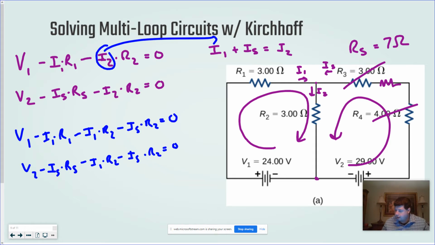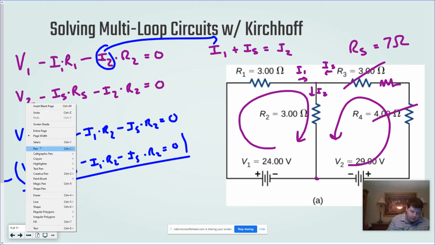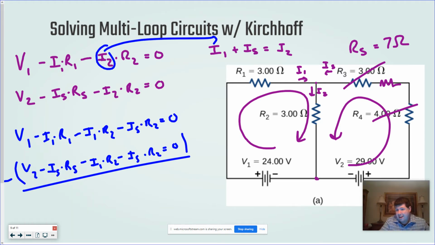Now, one thing that's nice about this is that I can see that there are some terms that are the same in both of these. I could have just done this up here, but I wanted to get my equations a little bit simpler, in terms of I1 and I5. And so what I'm now going to do is take this top equation and subtract off the bottom equation, because that's one way I can solve a system of equations that have two variables. Remember, I know what V1, R1, R2 are. So these are actual numbers.